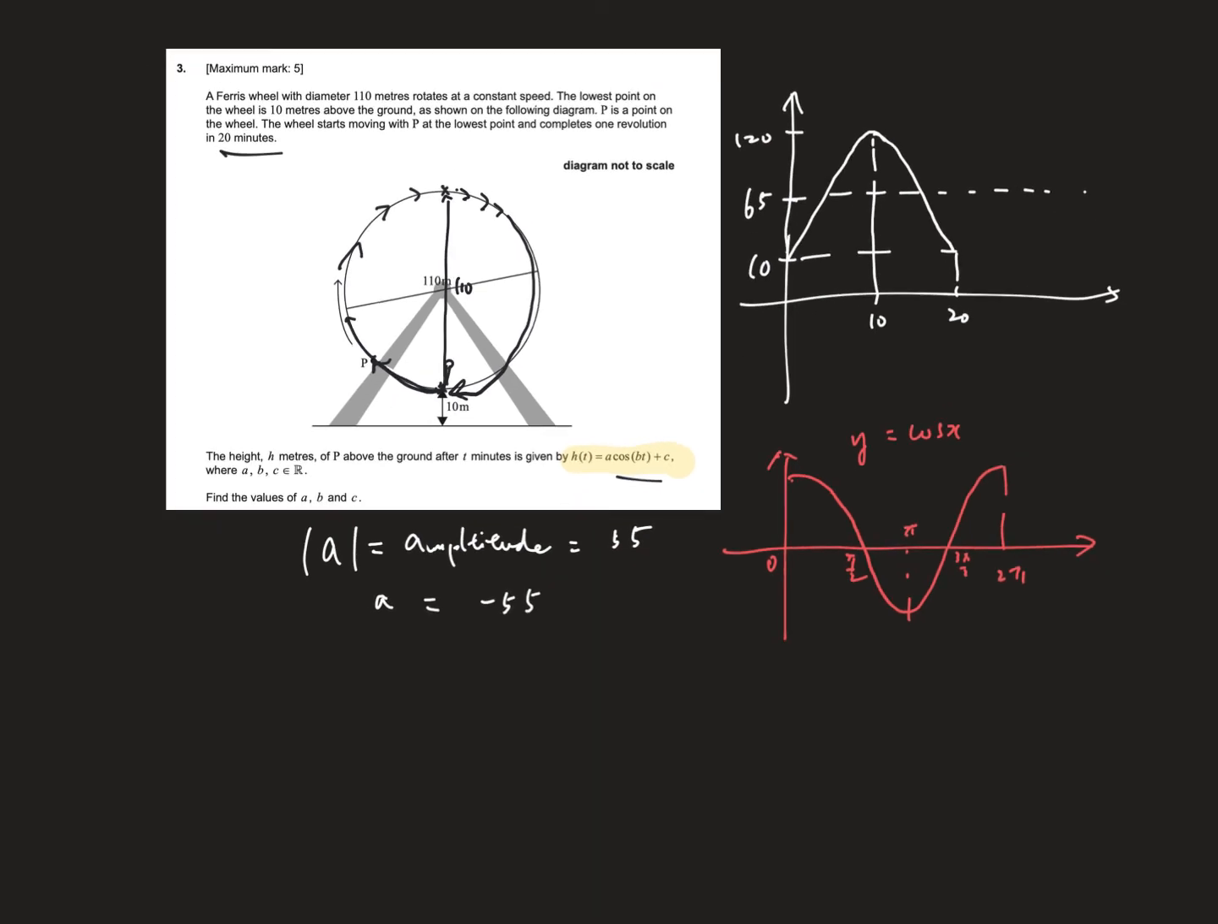And then the second part is, okay, originally the principal axis is on the x-axis, so that means it's translating upward by 65 units. And therefore we get C should be 65. All right.